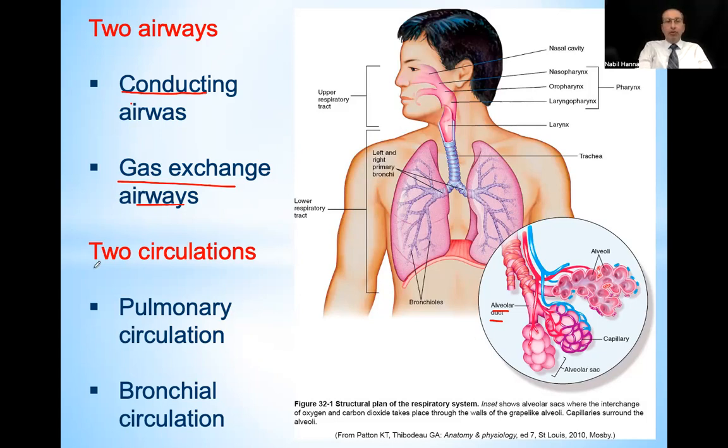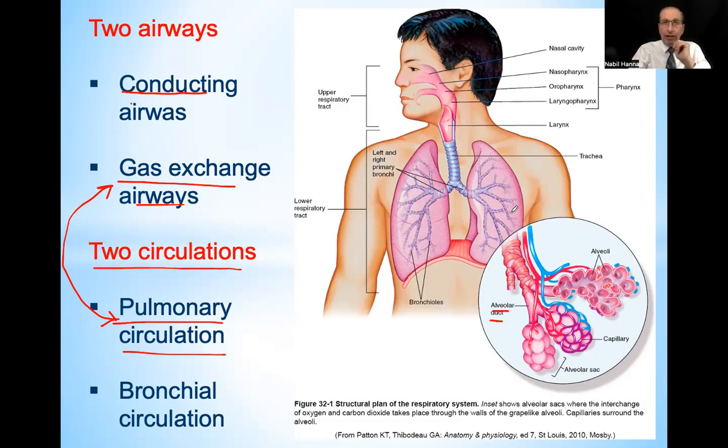And there are also two circulations in the lungs. Pulmonary circulation, and this is the circulation that is concerned with gas exchange. The pulmonary circulation starts in the right ventricle, going to the lungs, and back to the left side of the heart, to the left atrium and left ventricle. So pulmonary: right ventricle, lungs, left atrium, left ventricle.